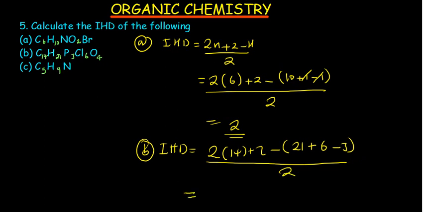And this is going to give us 2 times 14, that is a 28, plus 2, that will be a 30. So 30 inside the brackets here, 6 minus 3, that will be a 3, and 3 plus 21, that will be a 24. So that will be 30 minus 24, which is a 6, and divided by 2, that is going to give us a 3. So that is an IHD of 3.